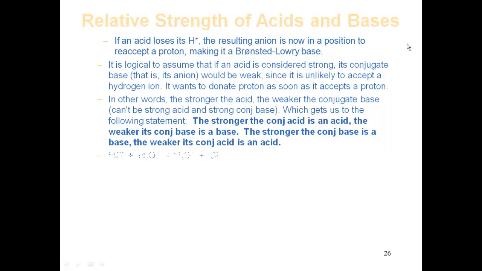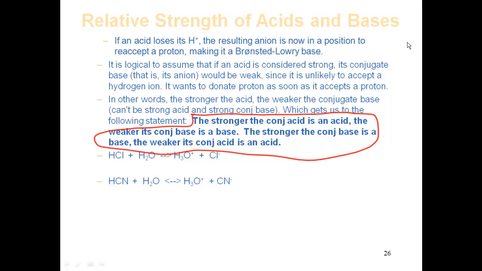Example: HCl, HCN. What I want to look at is the Cl minus and the CN minus. I want to know which one of these is the stronger base. Is it Cl minus, the chloride ion, or the cyanide ion? Which one of those is the stronger base? Using the statement above, I can make that decision.